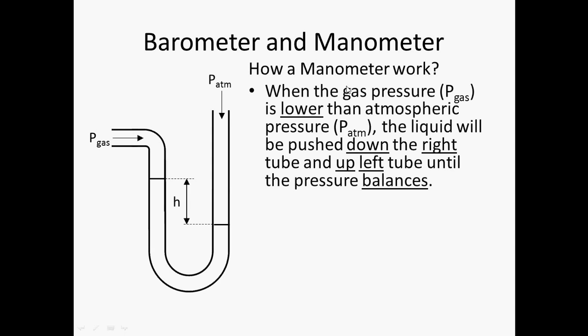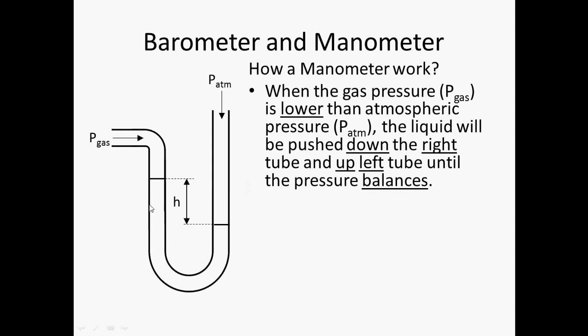Okay, now when the gas pressure is lower than the atmospheric pressure, the liquid will be pushed down on the right side and up on the left side until the pressure balances. So that means the atmospheric pressure will keep pushing it down here, and this side will keep rising, until it balances. Why will it balance?